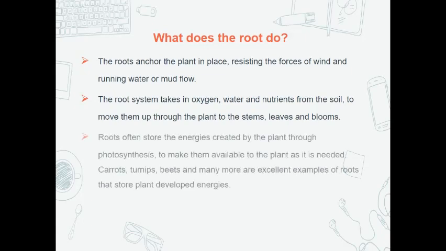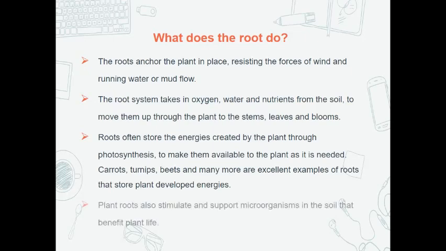Roots often store the energy created by the plants through photosynthesis to make them available to the plant as needed. Carrots, turnips, beets, and many more are excellent examples of roots that store plant developed energies. Do you know what photosynthesis is? No. Photosynthesis is when plants make their own food in the presence of sunlight. That process is called photosynthesis. Will you remember? Yes. Very good. Plant roots also stimulate and support microorganisms in soil which benefit the plant life.